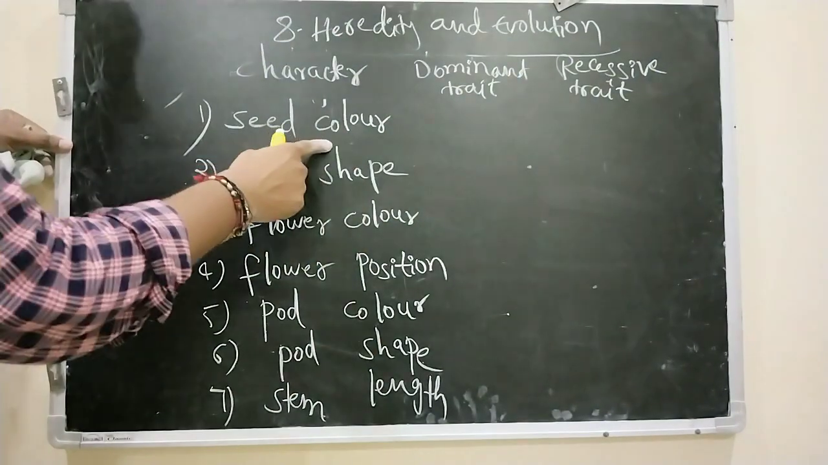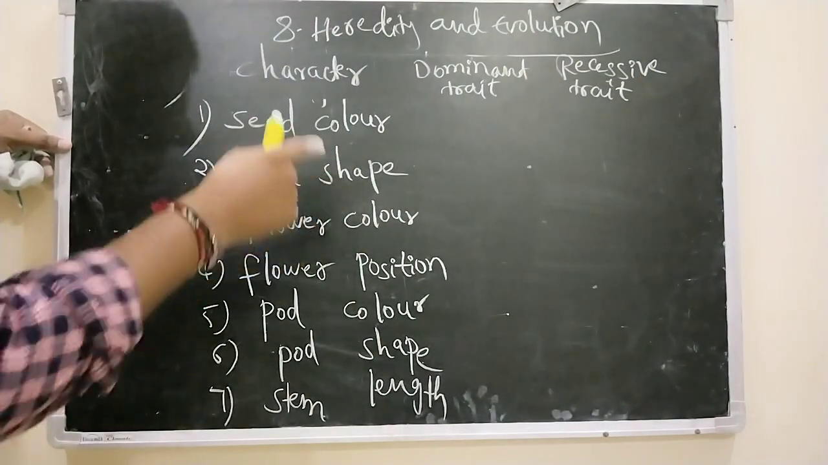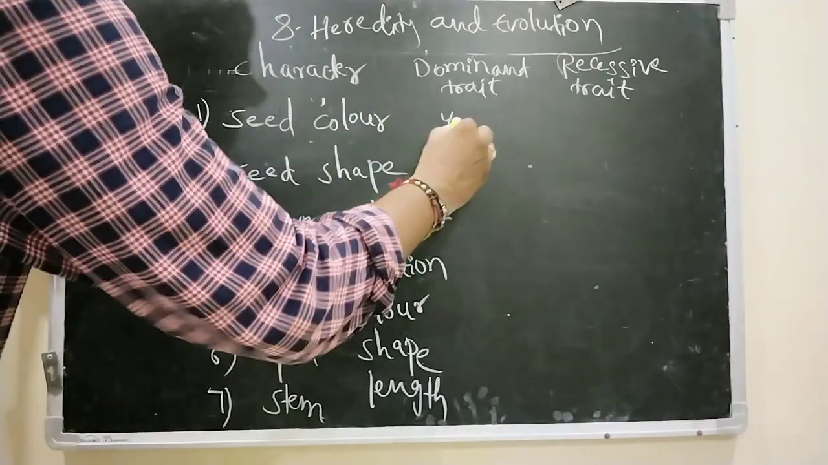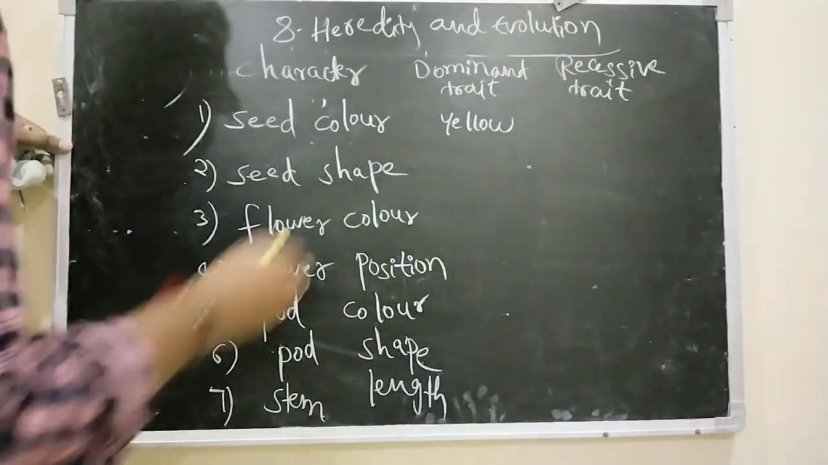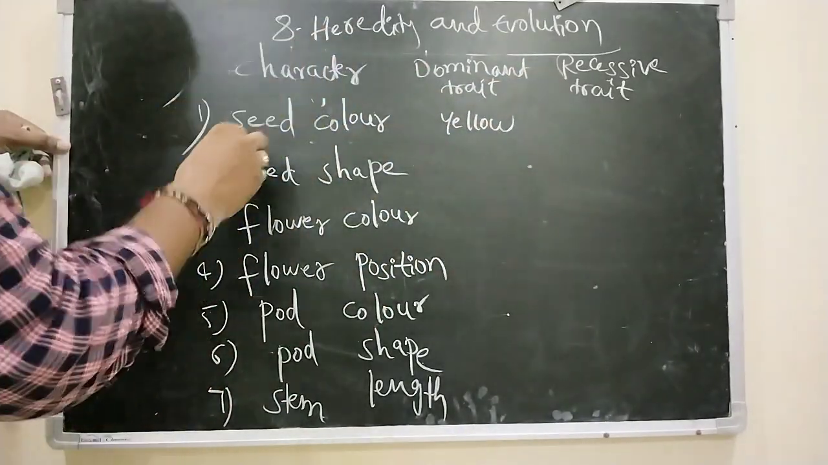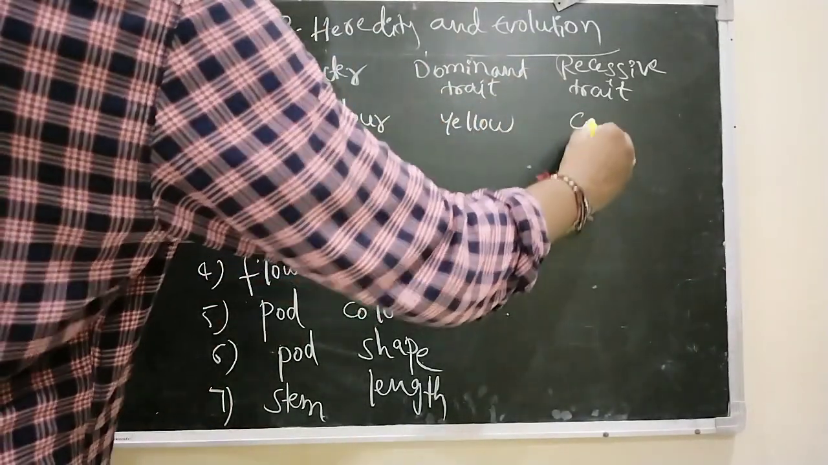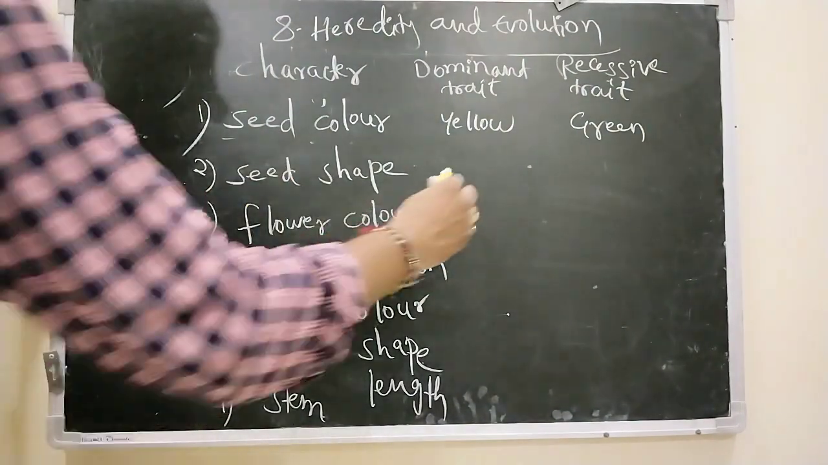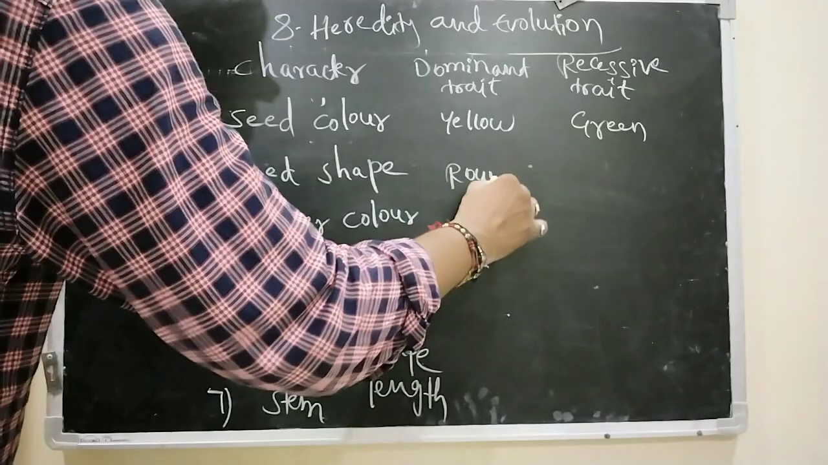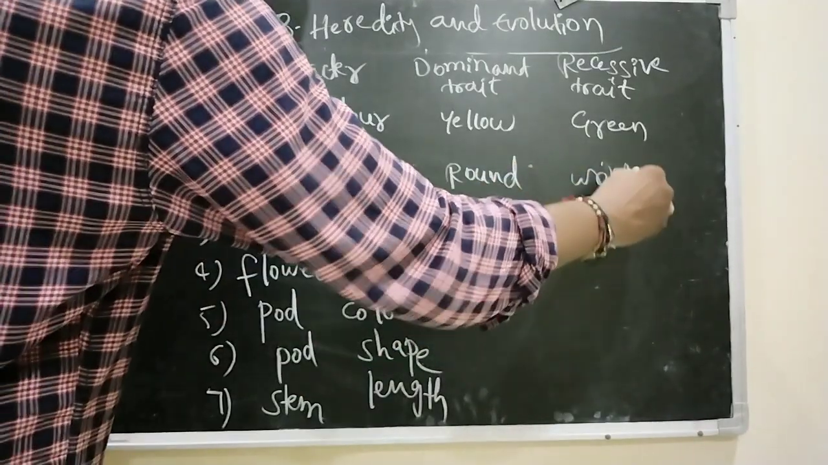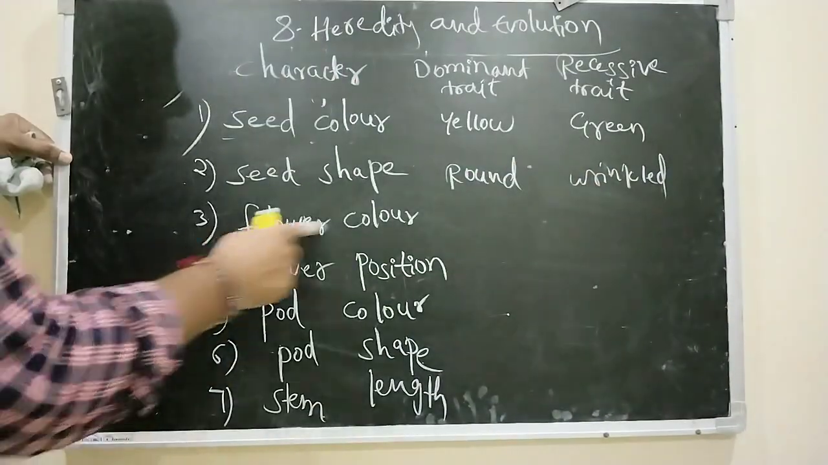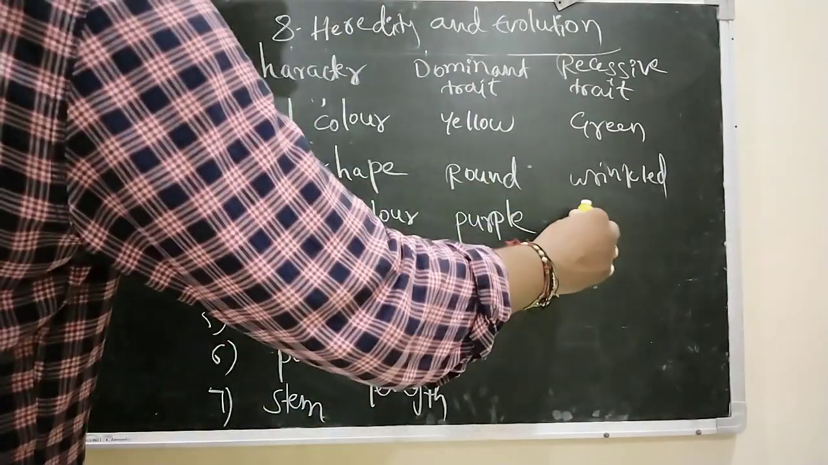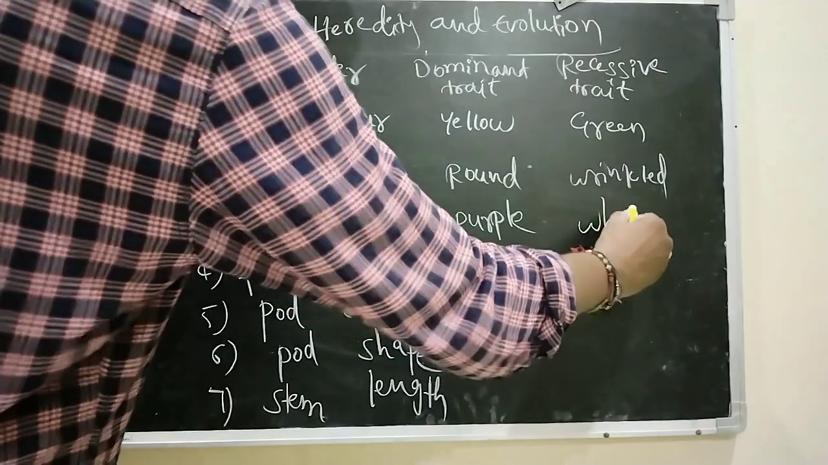So when he observed the seed color of pea plants, he observed that mostly the seed color is yellow, and rarely the seed color appearing is green. That is why it is called recessive. And seed shape, round is the dominant, wrinkled is the recessive. Okay, flower color, purple is the dominant, white is the recessive.